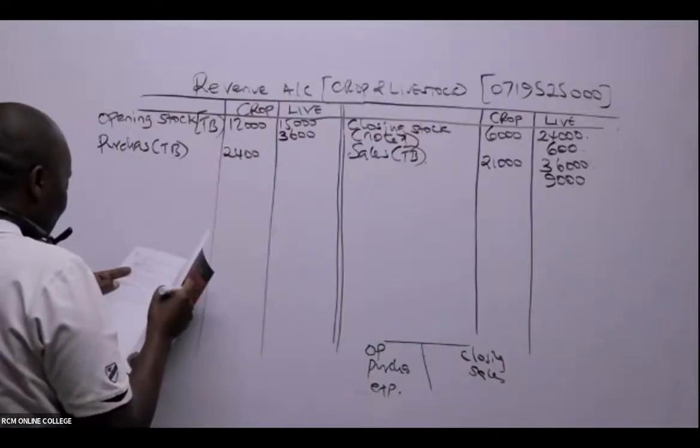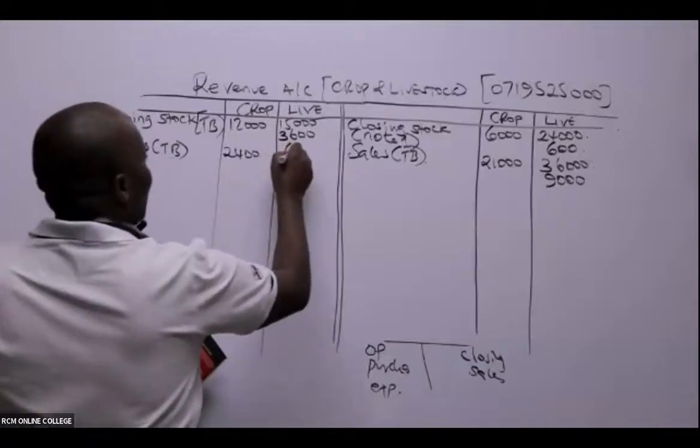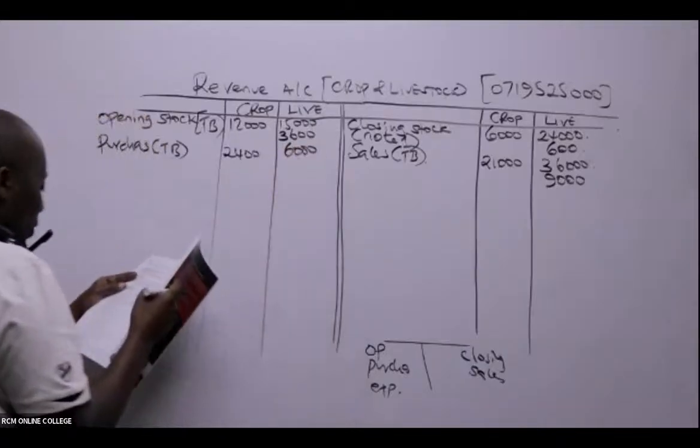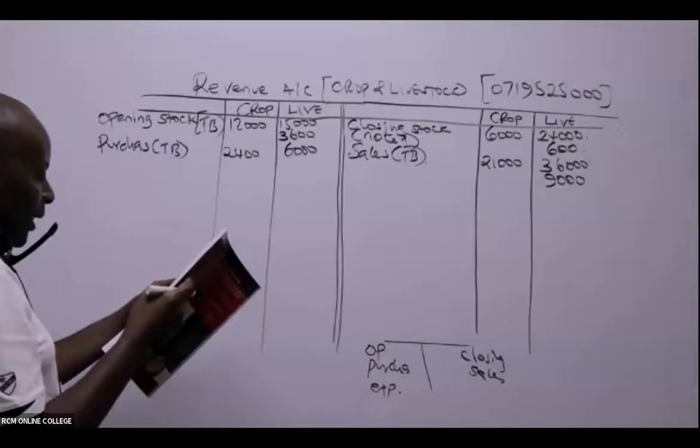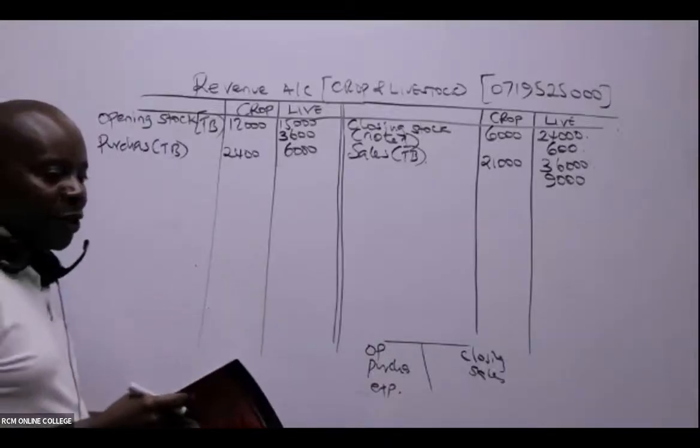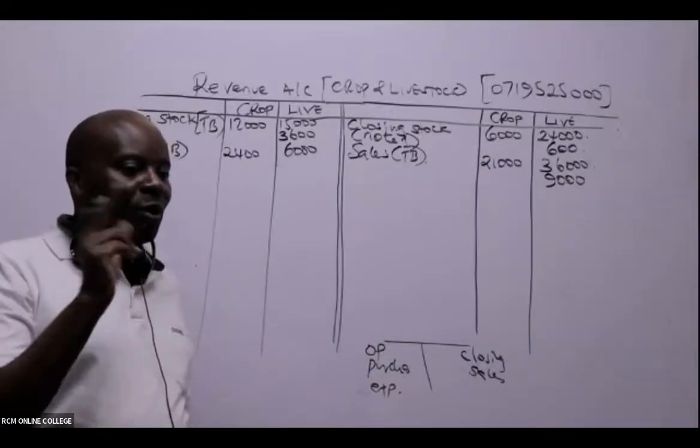And then you can see in this case here, purchase of livestock, 6,000. Thank you very much. And then you can see fertilizer, purchase of fertilizers, 1,500. So where do we take fertilizers? Crop or livestock?